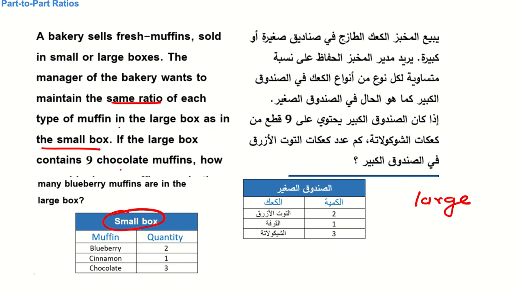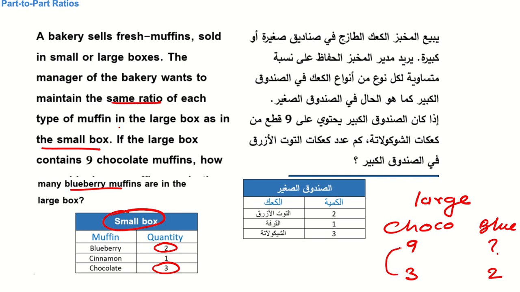If the large box contains 9 chocolate muffins, okay, chocolate 9, how many blueberry muffins? Here, blueberry muffins, how many? We don't know. So here you see in the small box, how many chocolate? 3. How many blueberries? 2. So it is 3 and here it is 2. So what you can see? 3 multiplied by 3 is equal to 9, because we have to maintain the same ratio. So here also 2 will be multiplied by 3. It means it will be equal to 6. Okay. Like this you can write the question and solve it.